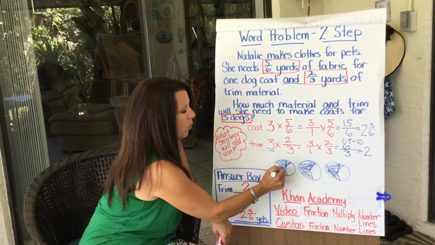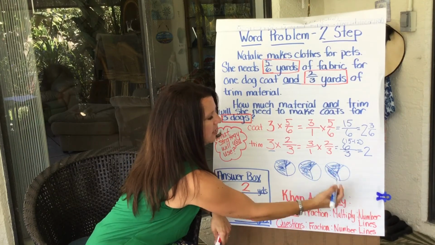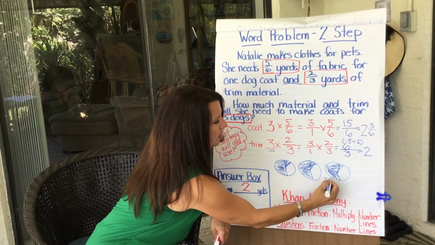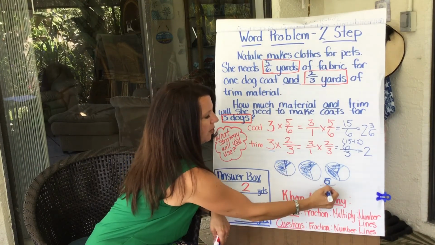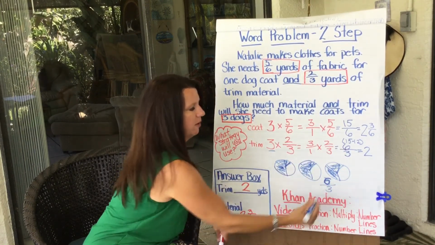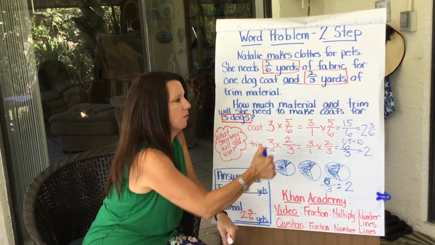So now I'm going to count 1, 2, 3, 4, 5, 6. And I know that I have 6 out of the 3, which is the same as what we have up here. And then that equals 2 whole yards. Okay, so we could do the same thing up here with the 6.